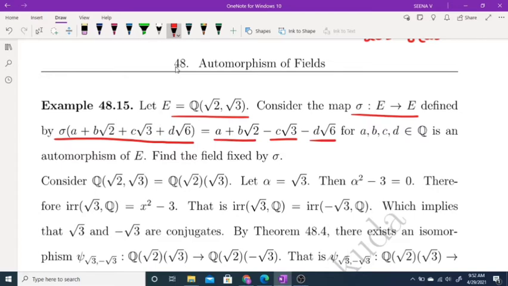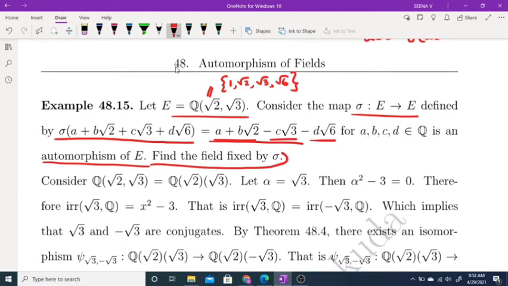E is of the form Q of root 2, root 3. We have already discussed the basis of this field: 1, root 2, root 3 and root 6. So elements are of this form, a linear combination of elements in the basis: a plus b root 2 plus c root 3 plus d root 6. And this map is defined like this: a plus b root 2 minus c root 3 minus d root 6. This is an automorphism of E, and you have to find the field fixed by sigma.